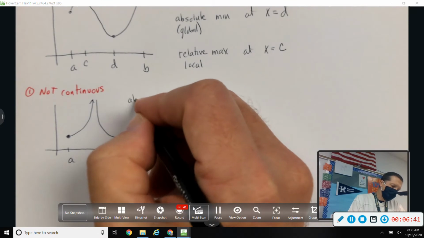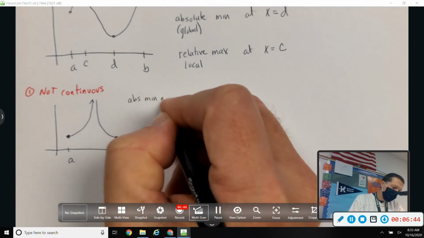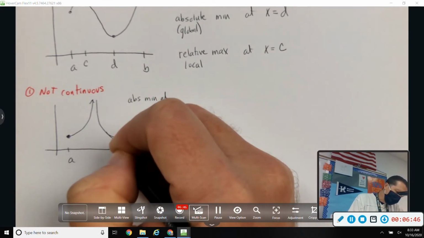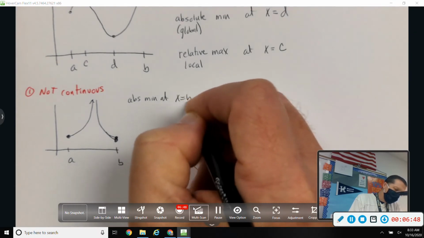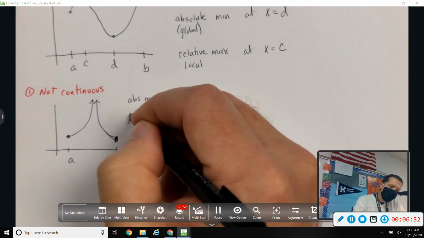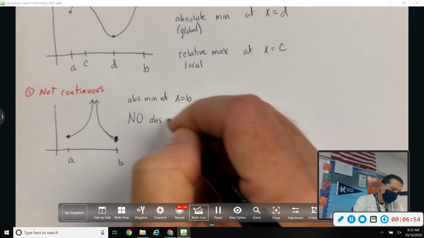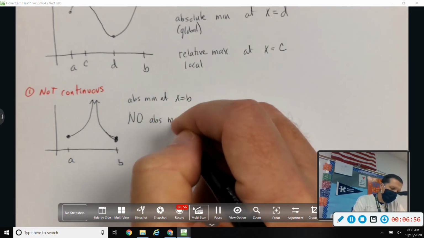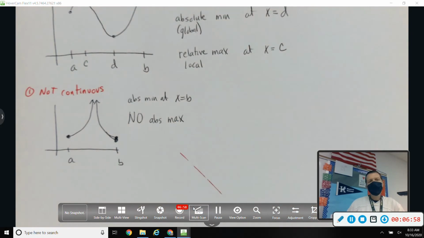Well, it has an absolute min at least. Oh, I should have drawn that a little bit lower to make the absolute min at x equals b. But there is no absolute max. Right, it just goes up forever. There's not a number. You can say it goes to infinity, but that's not an answer for, what's the maximum? Well, there's not a maximum. It just goes up forever.